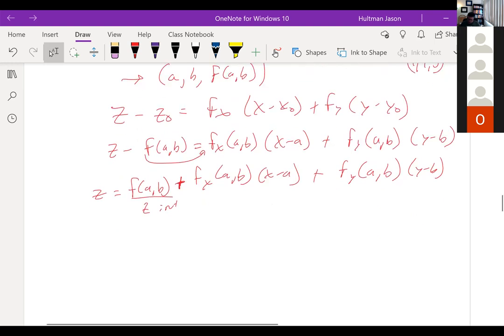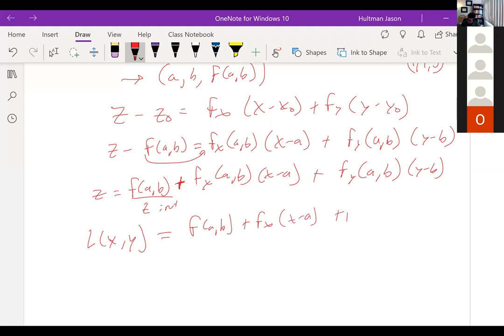Okay, what we say is that if we were to generalize this, that z is really L of xy, that this is a function now, this tangent plane function. So we have a tangent plane function that we're going to call L of x, y, equal to f of AB plus f sub x of x minus a plus f sub y of y minus b.